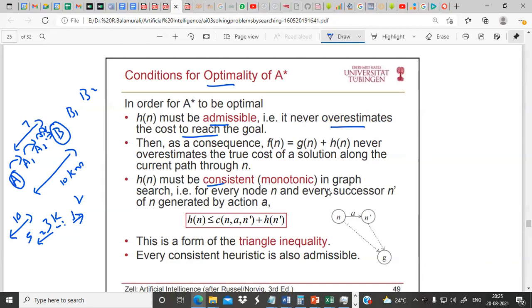Suppose it overestimates, what will happen? Say from the initial state, actual distance is 10 kilometers. Say it overestimates.